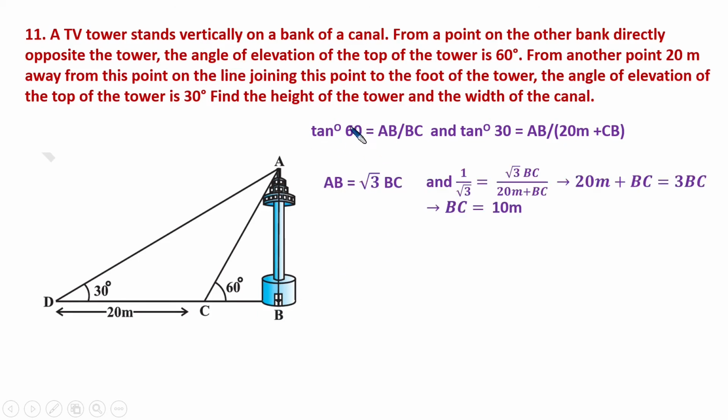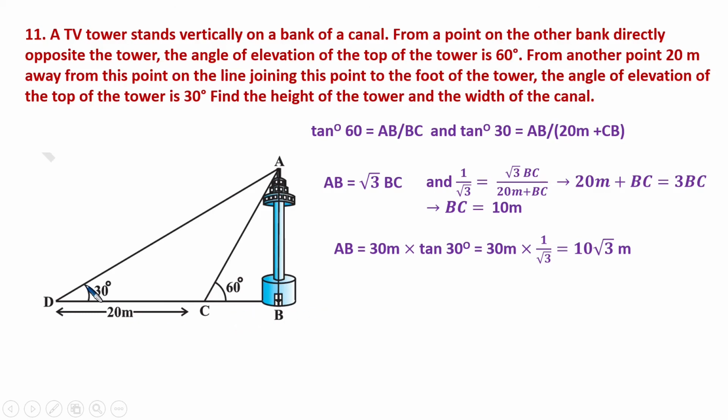Okay, so I put in these values from my trigonometric chart. So I get AB is equal to root 3 times BC, and tan of 30 degrees is 1 by root 3. So AB is root 3 times BC, which we found here. So you get this expression: 20 meter plus BC is equal to 3 BC. So you get BC is equal to 10 meter. So now since BC is 10 meter, that means DB will be 20 plus 10, that is 30 meter.